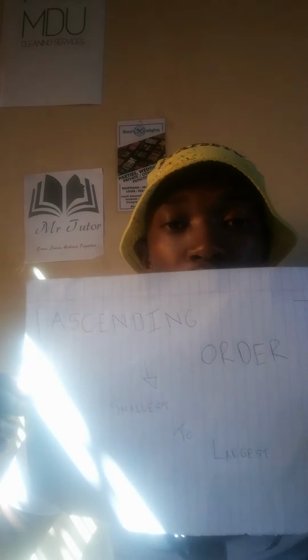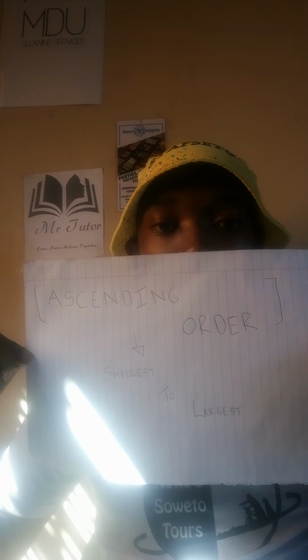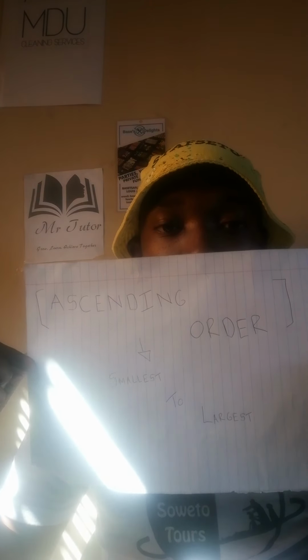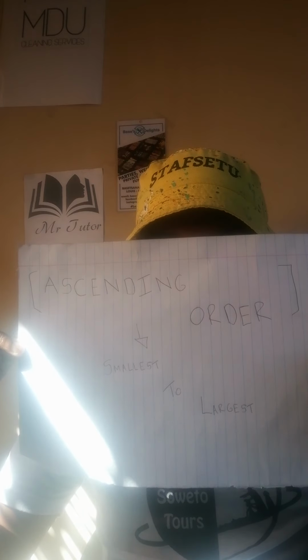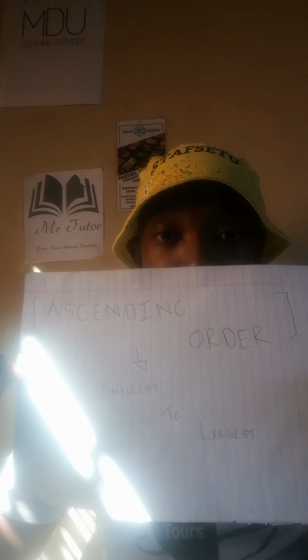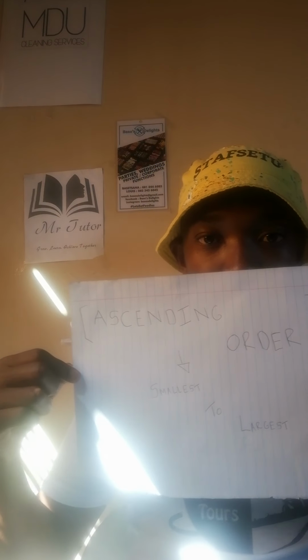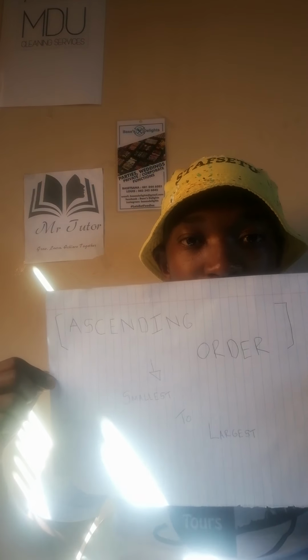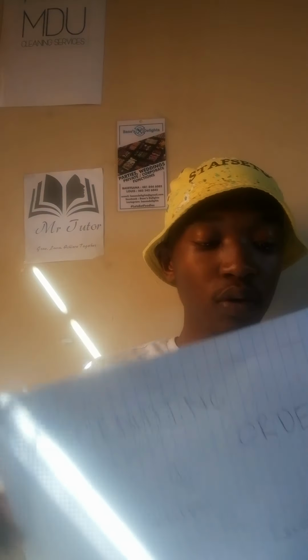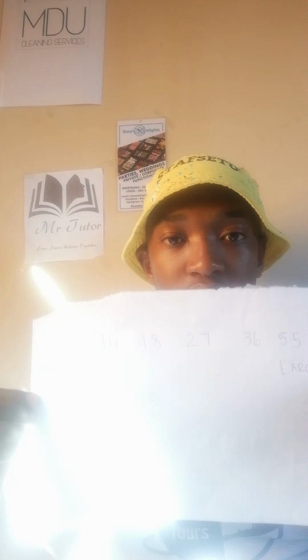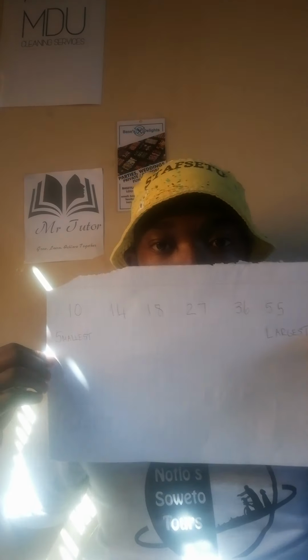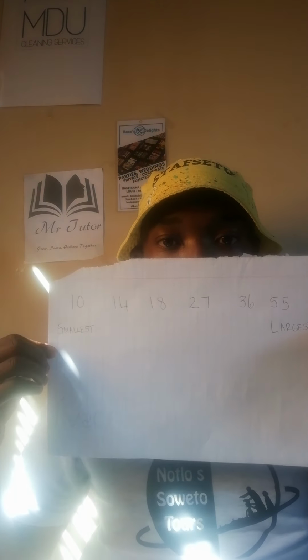I'm going to start with ascending order. Ascending order, like I had mentioned, is when you arrange your numbers from the smallest to the largest. So I'm going to show you how you'd arrange your numbers. These are your numbers. I just hope you can see. Yeah, this is better. These are your numbers.